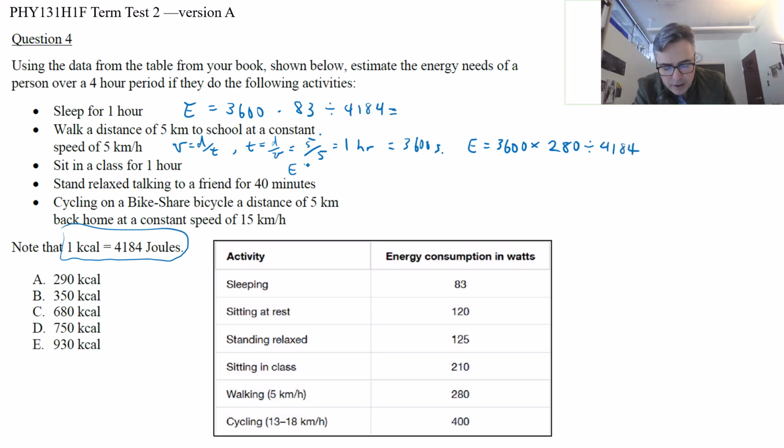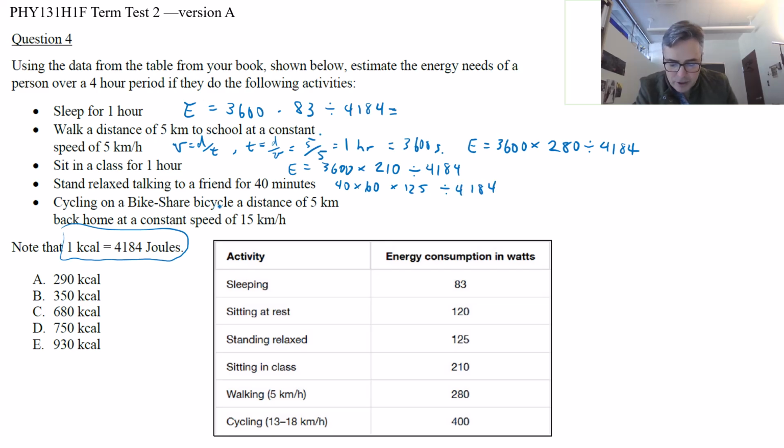Sits in a class for 1 hour. So I've got energy here is equal to 3,600 times sitting in class, 210, divided by 4,184. Standing relaxed, talking to a friend for 40 minutes. So 40 minutes is going to be 40 times 60 times standing relaxed, 125, divided by 4,184.